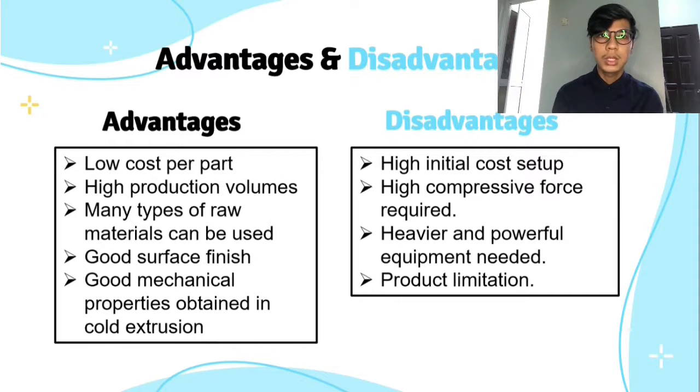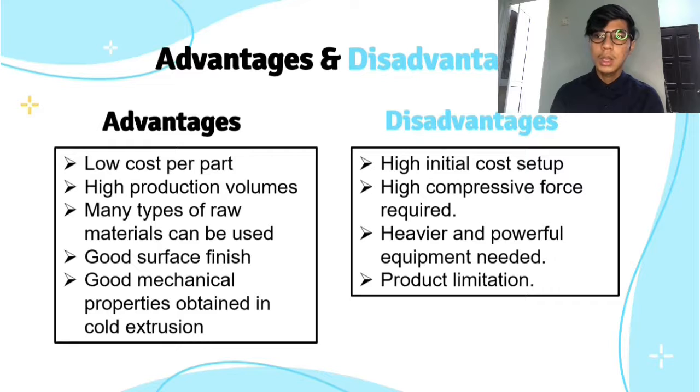And next is disadvantages. For disadvantages, the first is high initial cost setup. The setup and maintenance cost for this extrusion process is high, so it will need more money to set up this process. And the second is high compressive force required. We need more force to make this product, because the product is hard if we use a small force. And the third is heavier and more powerful equipment needed. If we want to have high force, we need heavier and powerful equipment.